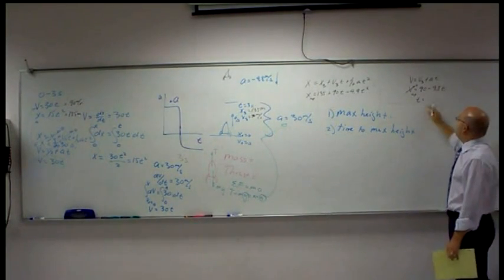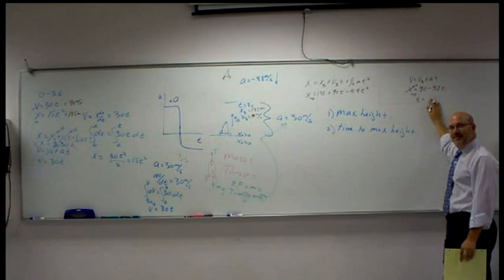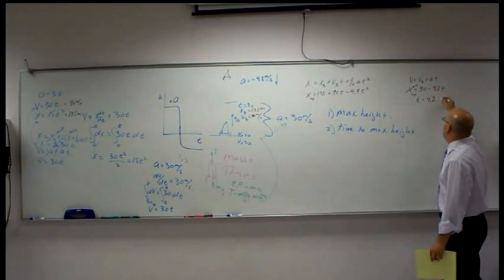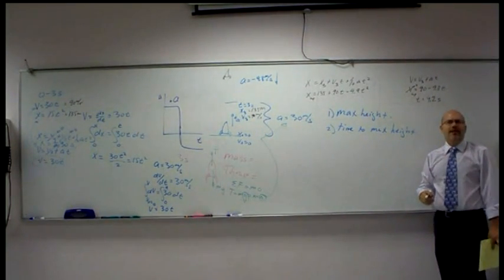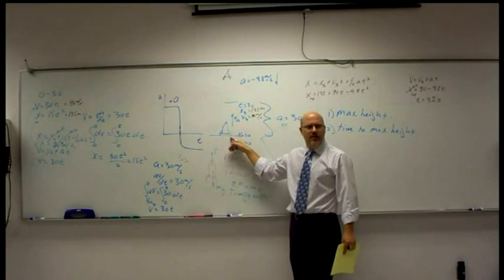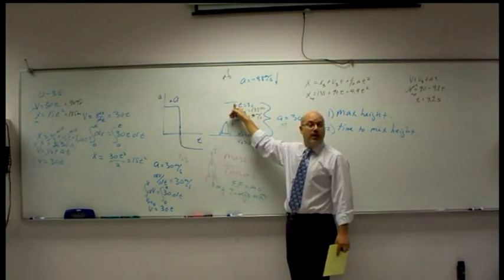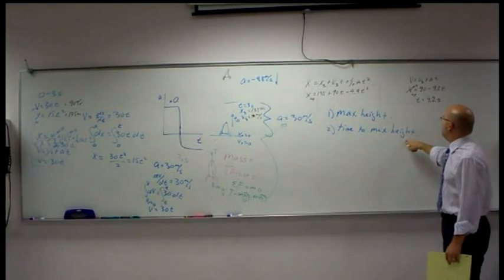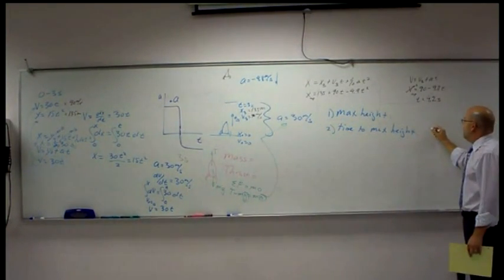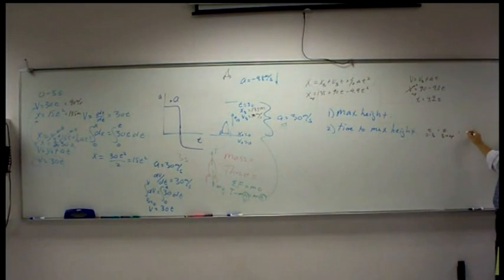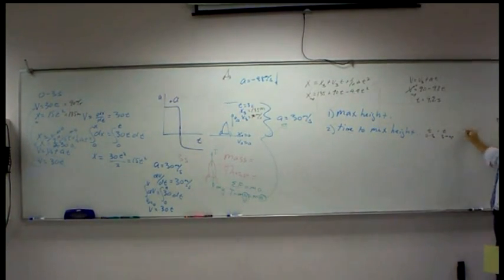90 over 9.8. 90 divided by 9.8 is 9.18, just say 9.2 seconds. Okay? Now wait a minute. Is that 9.2 seconds from here? Right, 9.2 seconds from here. So the answer to time to max height is not 9.2. It's the time from 0 to 3 plus the time to go from 3 to the top, right? Which gives us 12.2 seconds, correct?